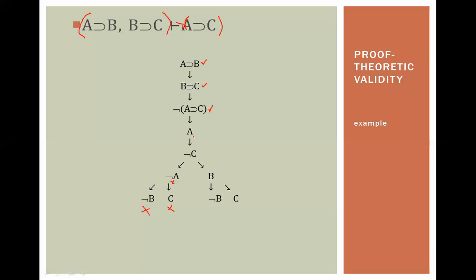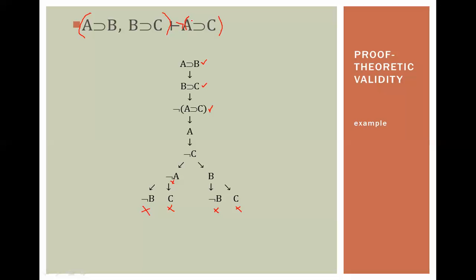Here I have A, not C, B, and not B. So B and not B, closed. Here I have A, not C, B, and C. So I have C and not C. This is closed. So this is valid. This is proof theoretically valid. If A then B, if B then C, does entail if A then C, right?